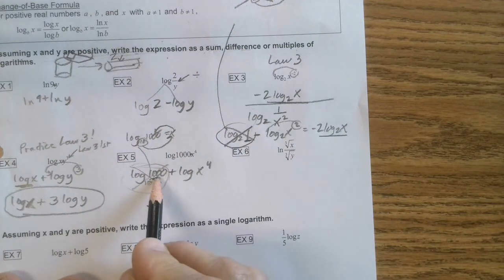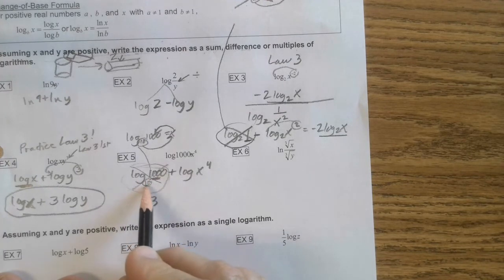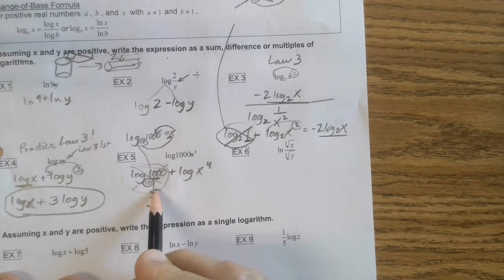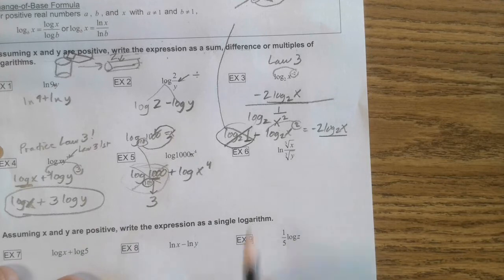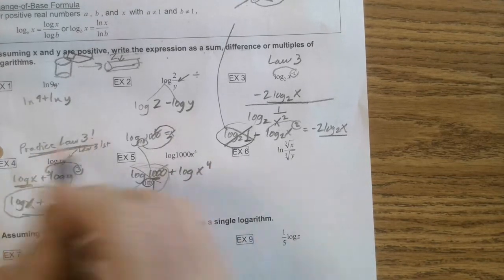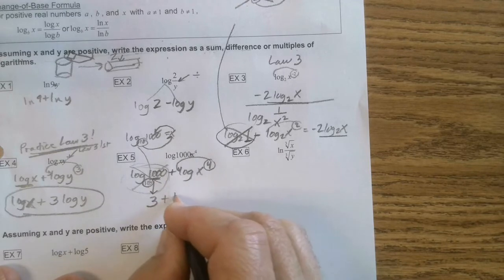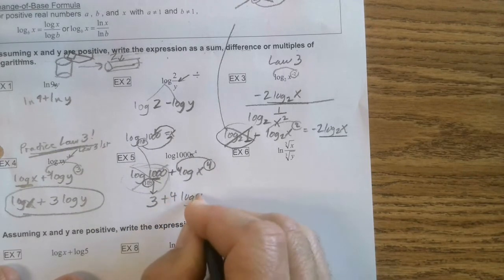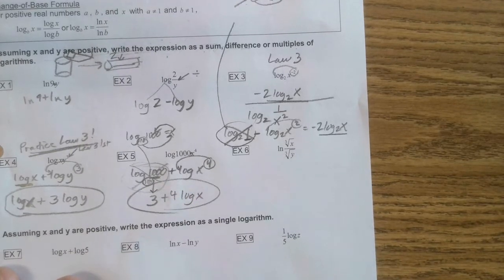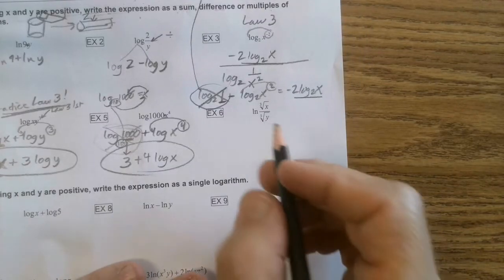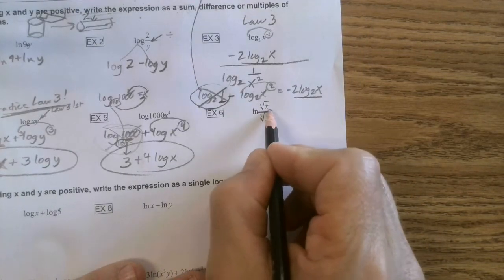So if this is a 10 or a 100 or 1,000 or 10,000 and you got a base 10, you got to keep going with it and simplify it. And then like I said over here, practice law 3. That 4 can come in the front. So that'd be 4 log x. And you're done.